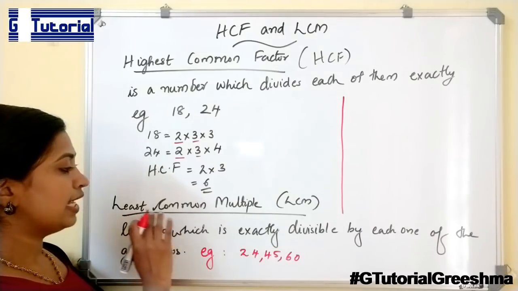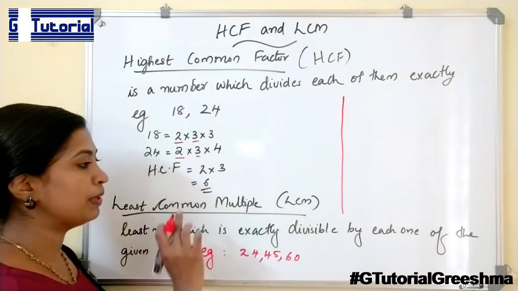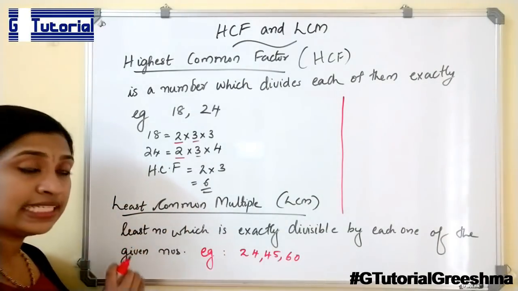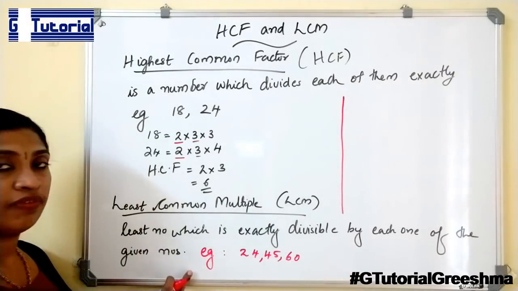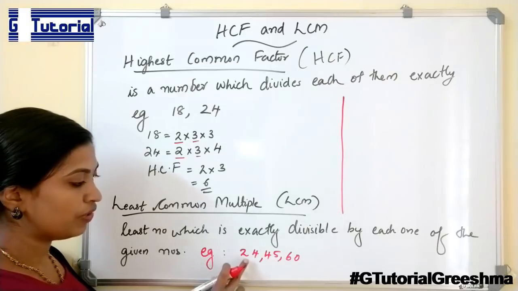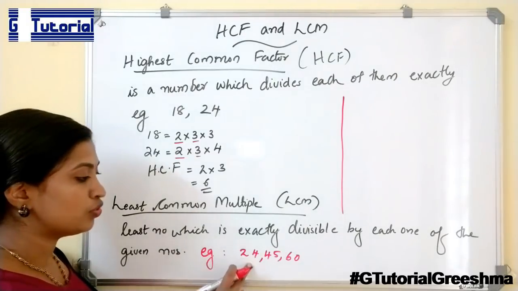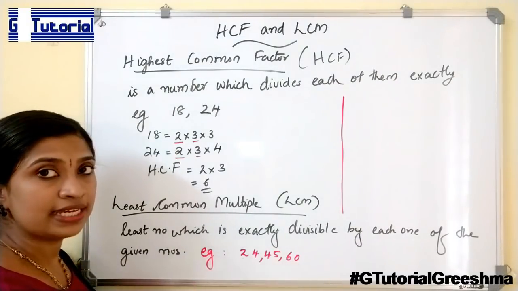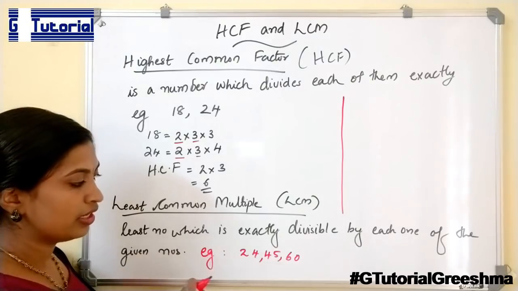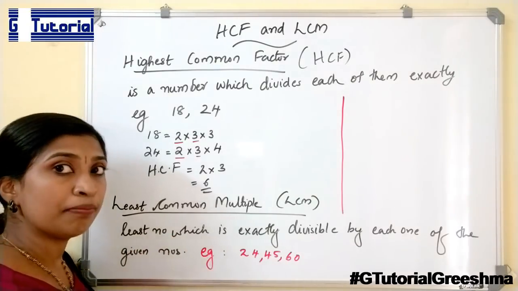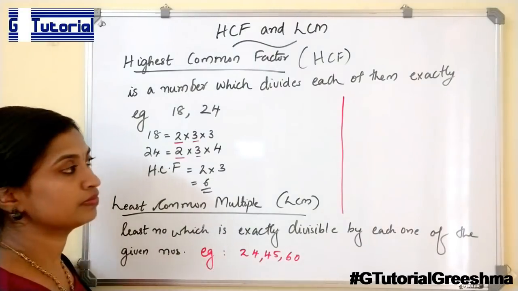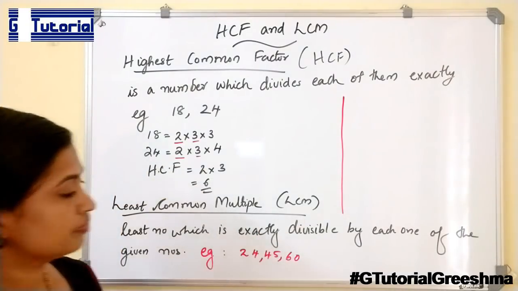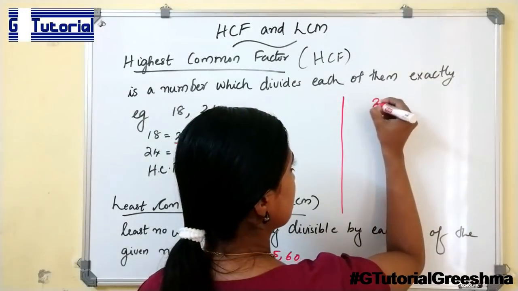Next is LCM or least common multiple. It is the least number which is exactly divisible by each one of the given numbers. So, if you are asked to find the LCM of 24, 45 and 60, then it is the least number which divides 24, 45 and 60. So let us find. We are using the division method to find the LCM.